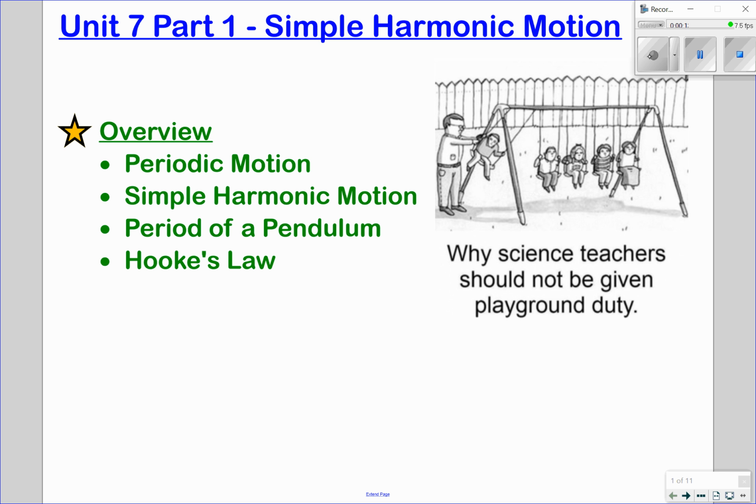We're going to start with simple harmonic motion, and then we're going to move into vibrations, oscillating motion, waves, and sound throughout this unit. Today we're going to talk about periodic motion, simple harmonic motion, period of a pendulum, and Hooke's law, which deals with springs and the elastic potential energy within a spring.